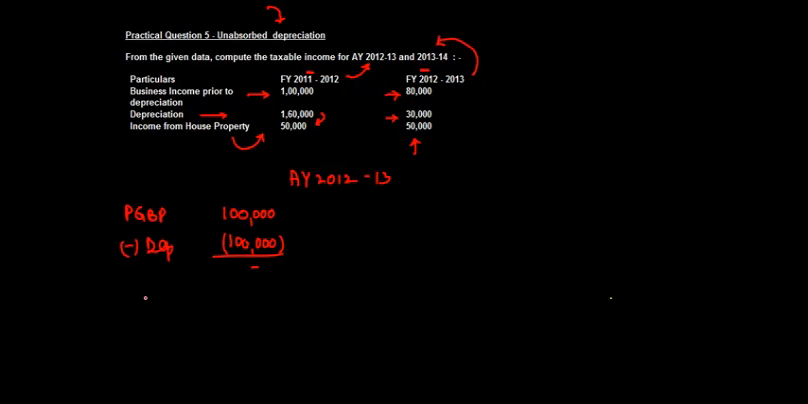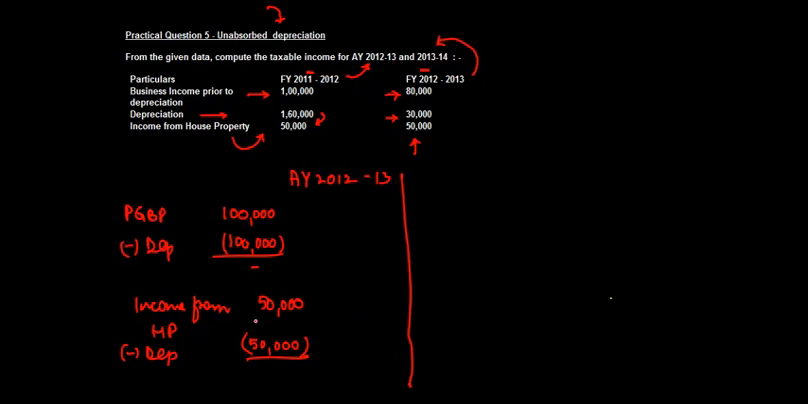This we will learn subsequently, regarding the set off and carry forward. So we have income from house property, which is 50,000. Unabsorbed depreciation can be set off against income from house property. So we will reduce depreciation 50,000. It's actually not unabsorbed depreciation. I'm sorry, I have used the wrong word. It's depreciation for the current year. So income is 0, income is 0.